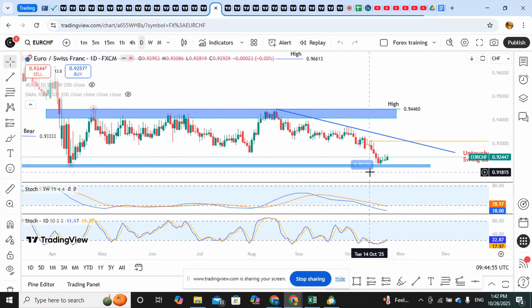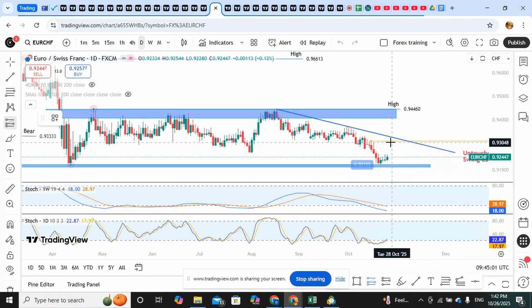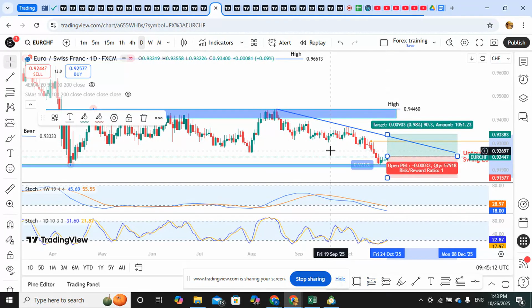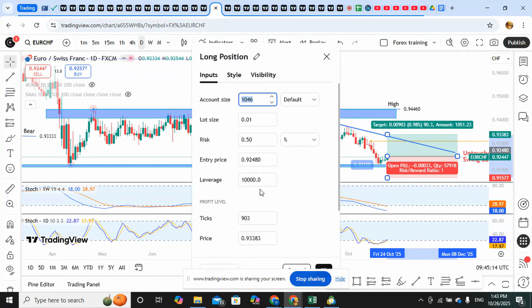Okay. So it was Friday, it was a buy. And see, this is the support. It went up the support, and here is the magnet, and there is a trend line as well here. So Friday, 92.47.